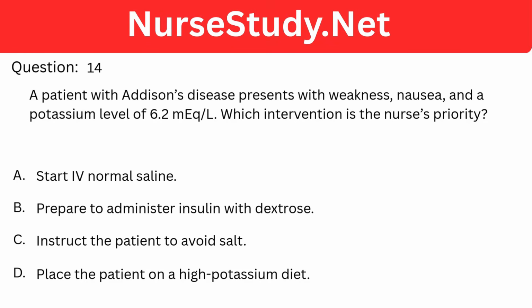Question 14. A patient with Addison's disease presents with weakness, nausea, and a potassium level of 6.2 milliequivalents per liter. Which intervention is the nurse's priority? A. Start IV normal saline. B. Prepare to administer insulin with dextrose. C. Instruct the patient to avoid salt. D. Place the patient on a high potassium diet.